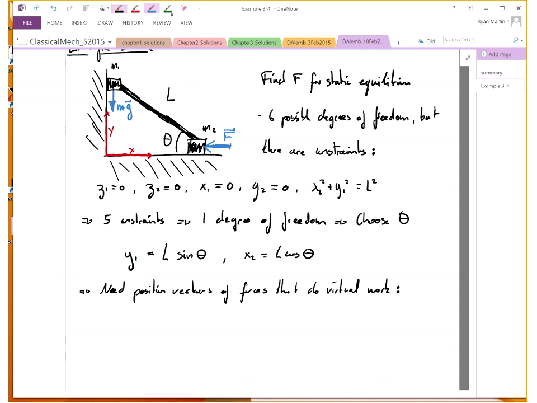So let me draw our position vectors of where those two forces are applied. It's going to get a bit busy. Let's try green. So the R1 vector is where mg is applied, and then the R2 vector is where F is applied.